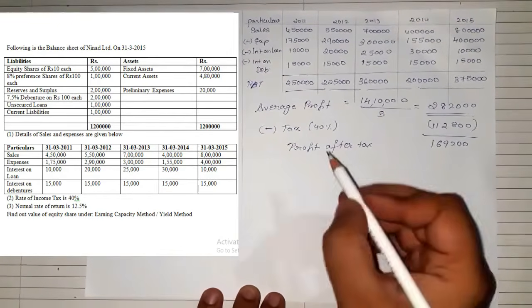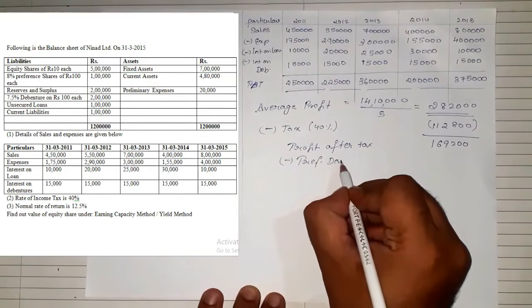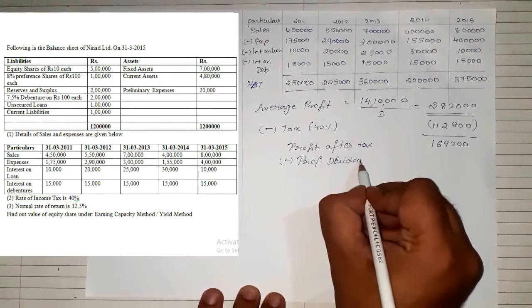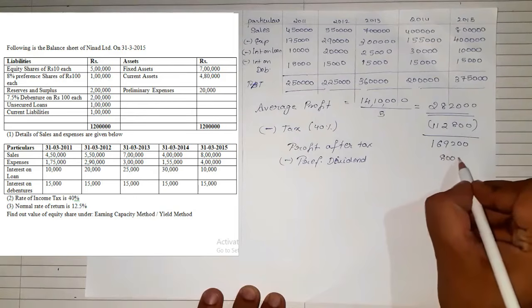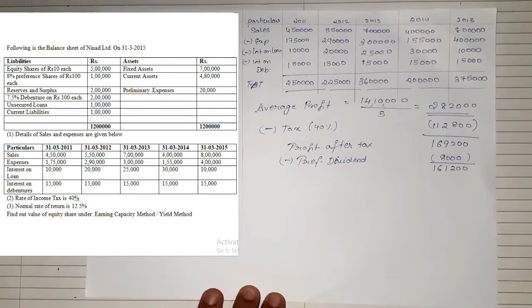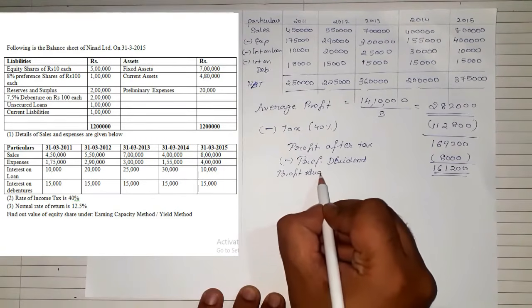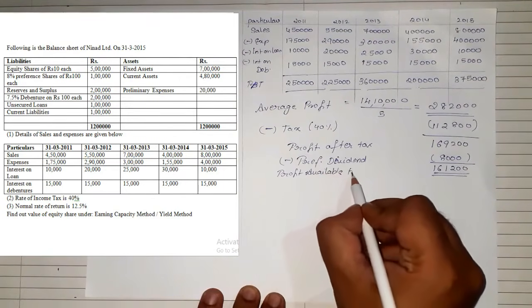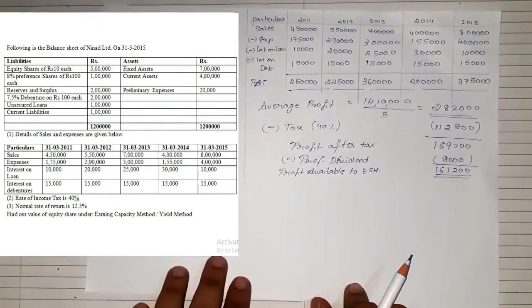Now from this value we need to deduct any transfer or any preference dividend. Now there is no transfer given in the question, but there is a preference dividend. So I'll write here preference dividend. The value of preference share in the question is 1 lakh and the rate of dividend which is given is 8%. So 1 lakh into 8% is 8,000. We subtract this and I get 1,61,200 as my profit available to the equity shareholder.